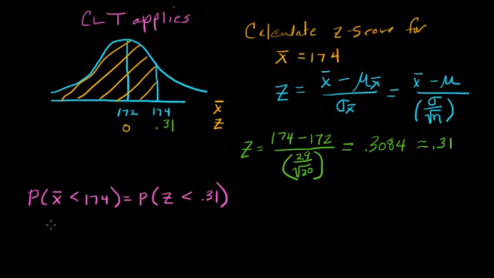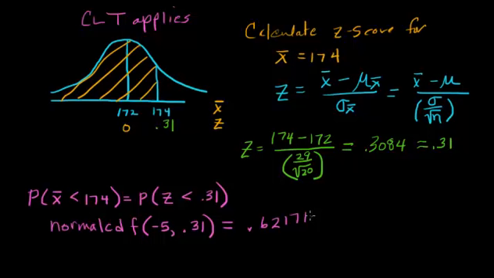So we still now can go to our function, normal CDF. Again, we're going to negative infinity, so we'll use our -5 standard deviations away from the mean, but now it's 0.31. And that comes out to be, what, 0.621719, or approximately to 4 decimal places, 0.6217.